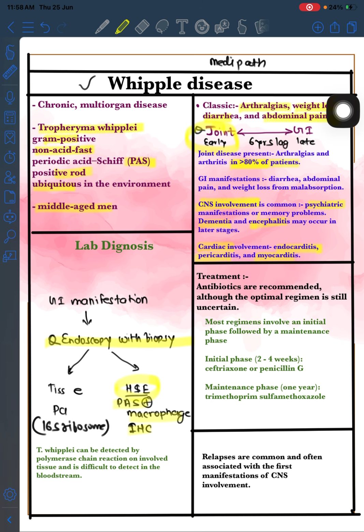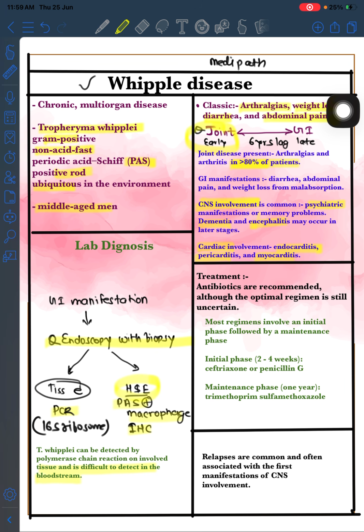For making the diagnosis, you can also use PCR on the tissue, which can be used for the diagnosis of Tropheryma whipplei. But blood is not useful for the PCR technique, because the tissue has the most Tropheryma whipplei, which can be detected by PCR and is always helpful in making the diagnosis of Whipple's disease. So after making a diagnosis by endoscopy and biopsy, PCR, and HE or PAS stain, you have to go for the treatment.